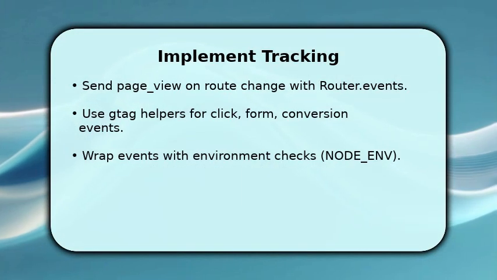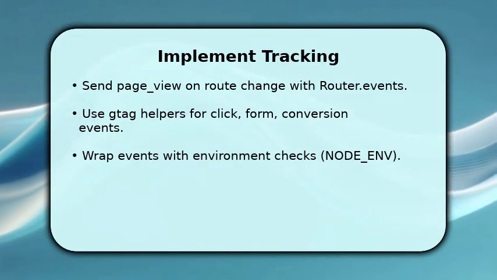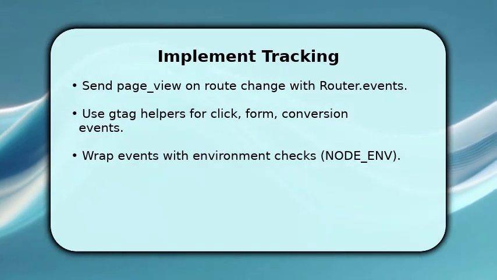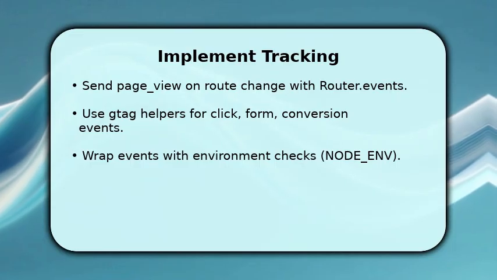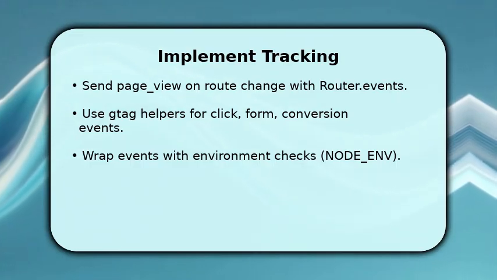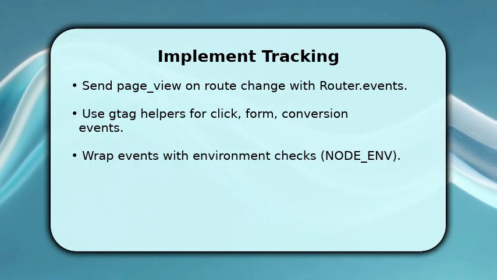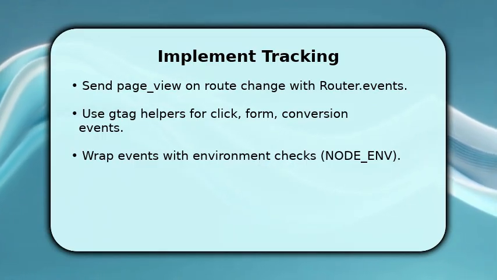Next, wire page view tracking into the app router in pages/_app.js. Subscribe to router.events on routeChangeComplete and call your gtag page view with the new URL. This captures SPA navigation that GA would otherwise miss.